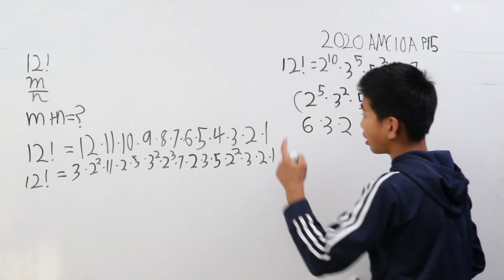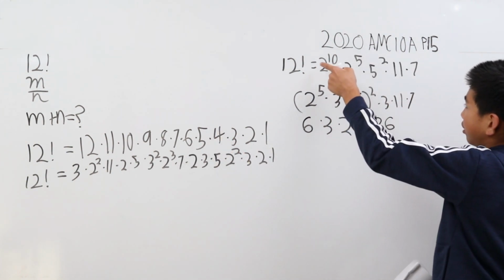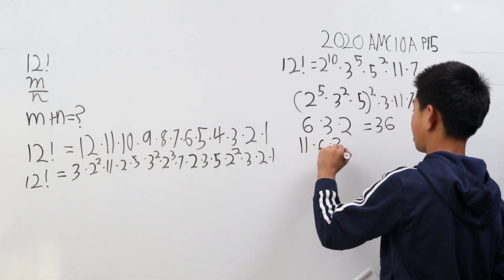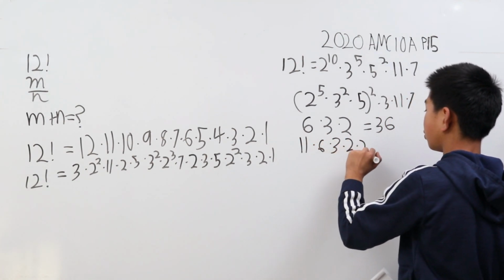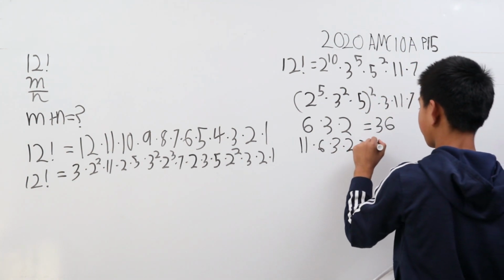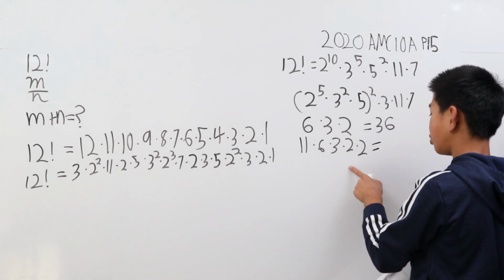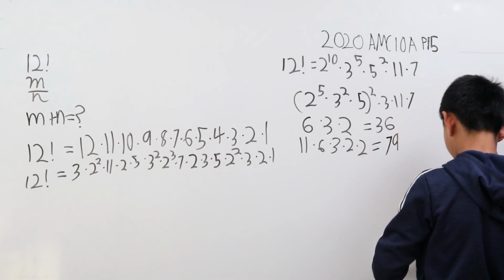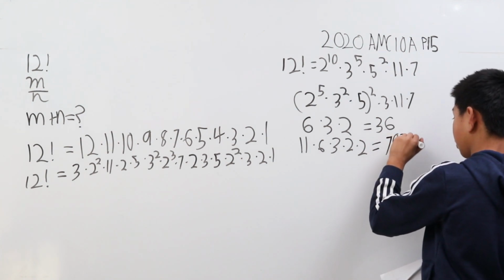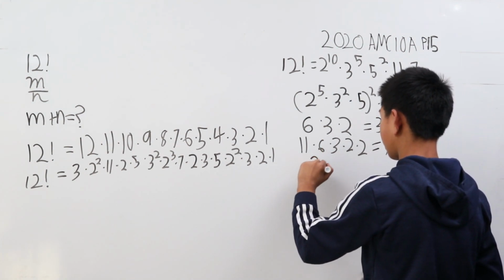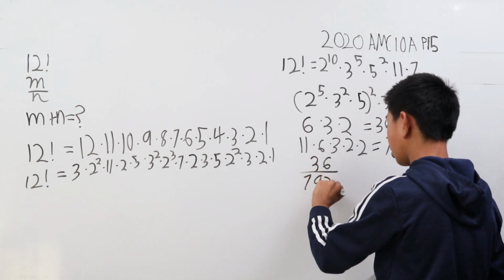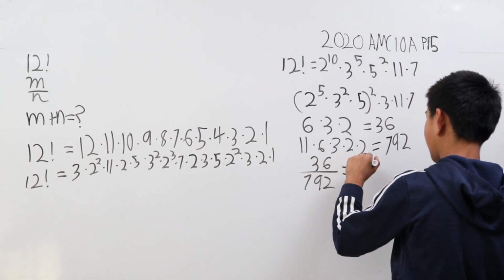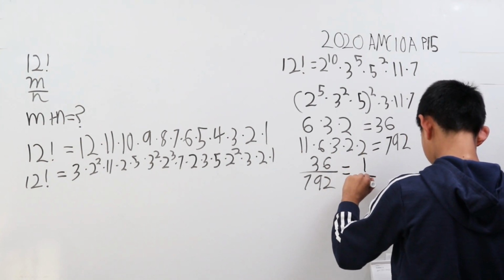We have the numerator, the m. We want to find the n, which is basically all these numbers multiplied together. 11 times 6 times 3 times 2 times 2, because these are powers of 1. This is going to be a big number, specifically 792. Wait, 792. And then 36 divided by 792, because that's the probability of a square. This can be simplified to 1 over 22.